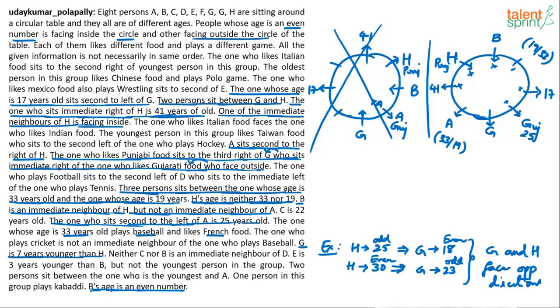C is 22 years old. What are the different ages we have got here? We have got 17. Let me just make a note of all the ages. One second. Clearing this up. Just hold on.